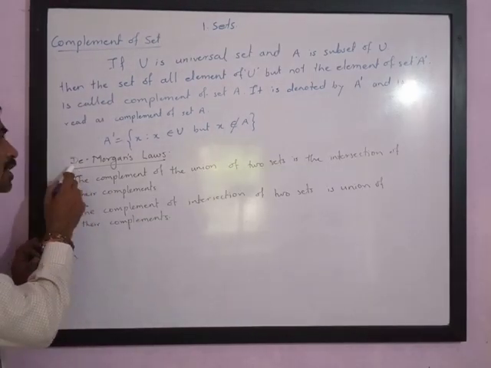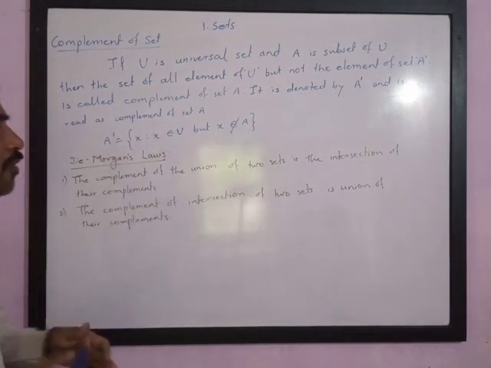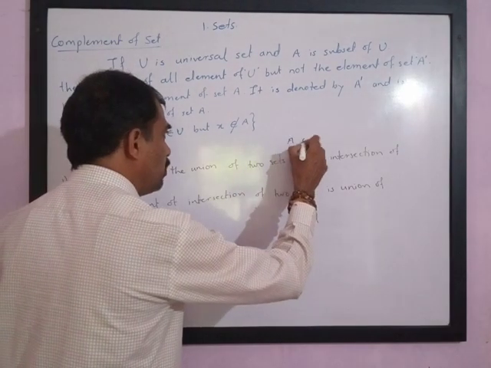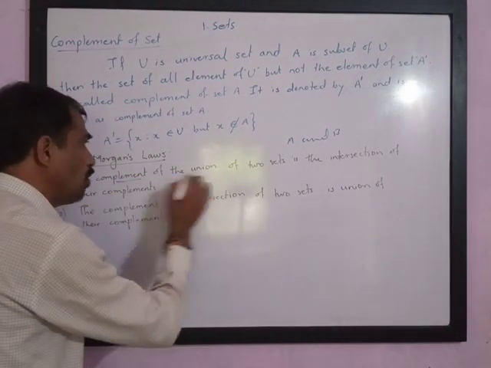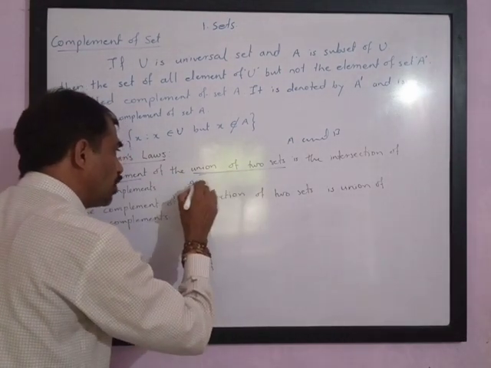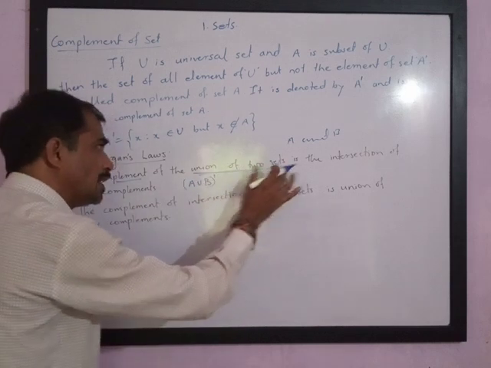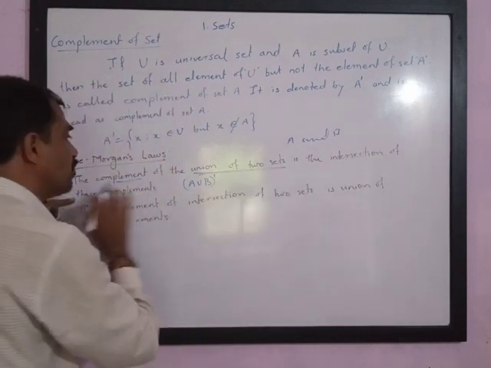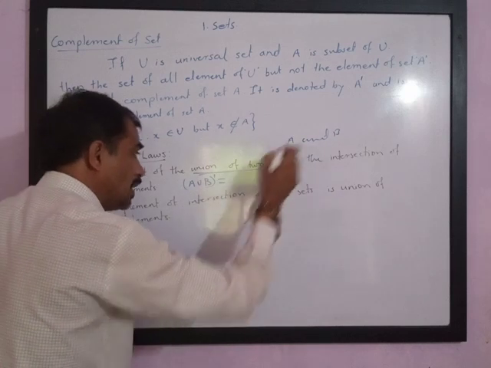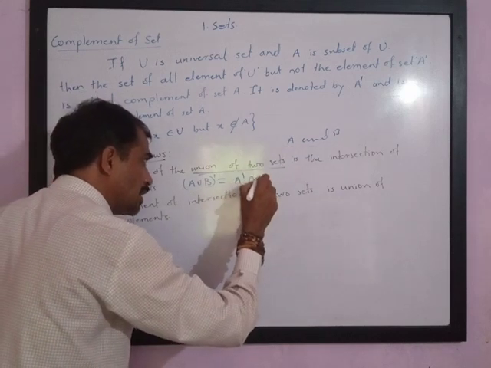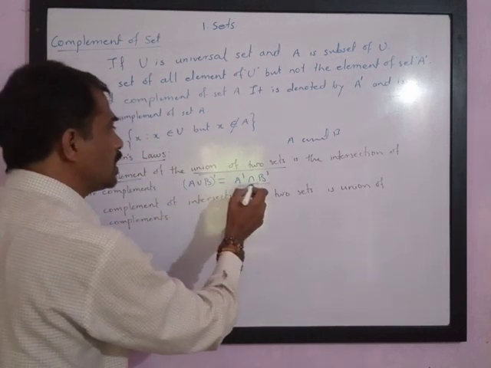See, the next point is De Morgan's law. The first law is about the complement of the union of two sets. If A and B are two sets, then for the complement of the union of two sets, first we have to take the union. This is A union B's complement. That is, the complement of the union of two sets is the intersection of their complements. So this is equal to the intersection of their complements, A union B's complement is equal to A complement intersection B complement.